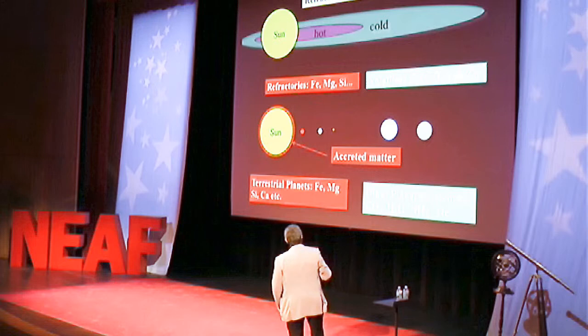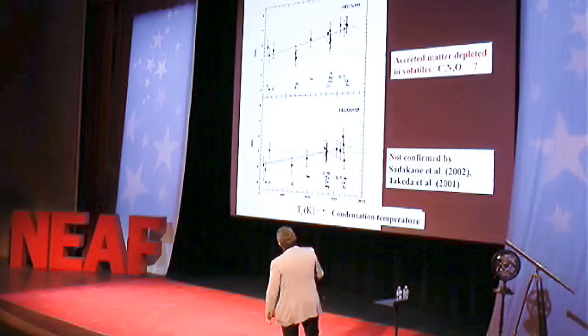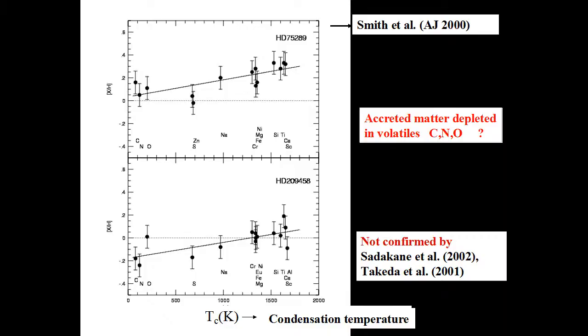Well, this is interesting, but then we knew that part of the matter which is close to the star is accreted, it goes to the star. And in which case, my colleagues would claim that you will find stars with less carbon, nitrogen, oxygen compared with refractory elements. So they were predicting a trend like this. So less volatiles compared with refractory elements. Nevertheless, again, there was a debate.